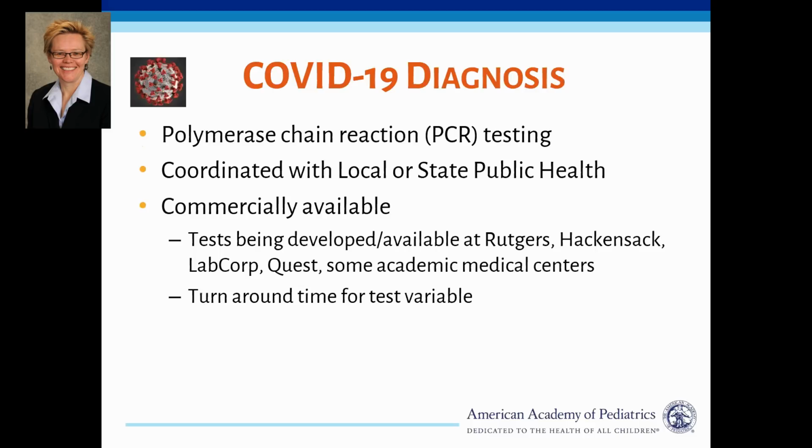The diagnosis of COVID-19 is with PCR testing, and this is important for you to access to determine what your ability to do testing is within your local community. It should be coordinated with the local or state public health department, and that's why it's important to reach out to those local contacts. It's commercially available. Tests have been developed and are available in some of the East Coast academic centers, LabCorp, Quest, some other academic centers have the tests available. The turnaround time for the test is very variable, and it's difficult to occasionally find the tests.